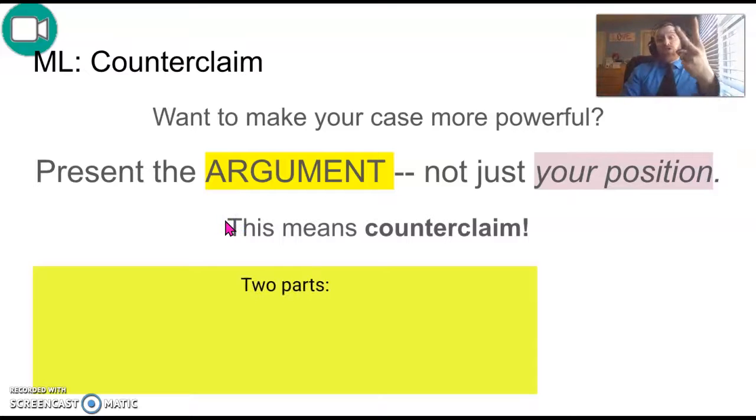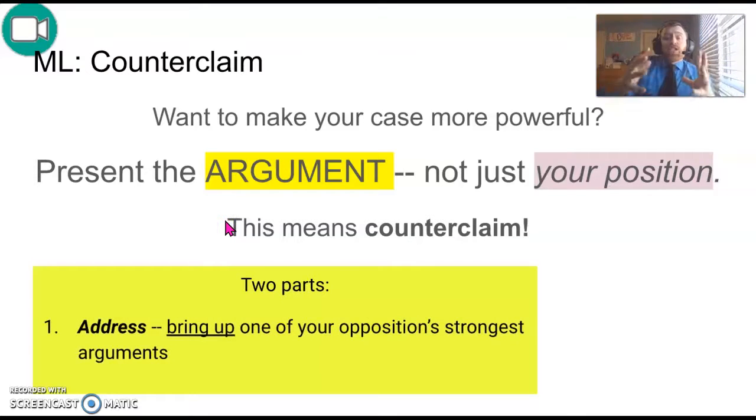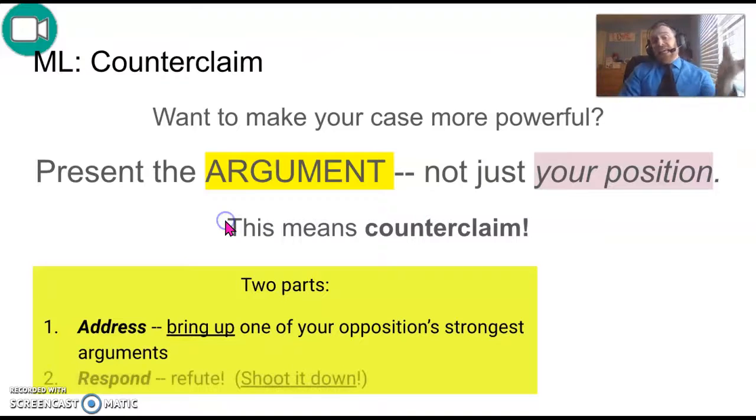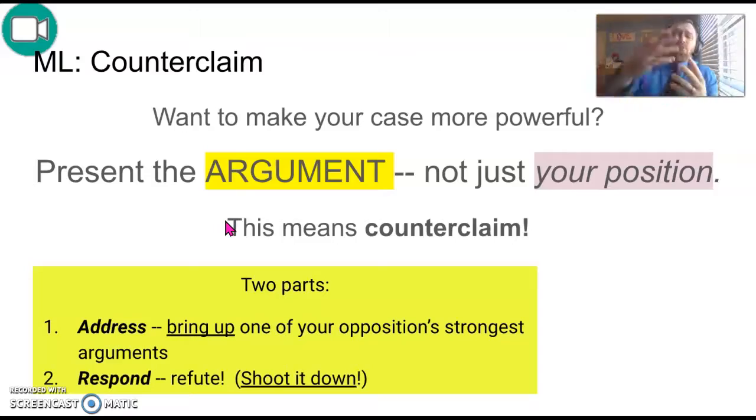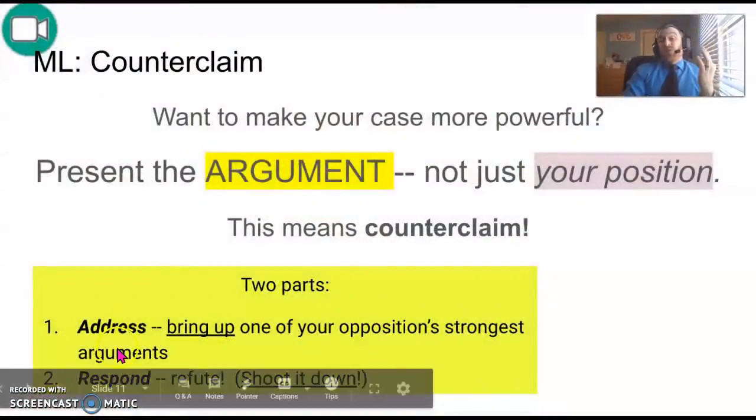So that means there are 2 parts to a counterclaim. The first part is you address it. You bring up the opposition's argument, their point, a good point from them. And then you respond to it. Then you refute it. Then you kind of shoot it down, like, yeah, but they're wrong because. So a counterclaim is really briefly explained by, here's what the other side thinks, but here's why they're wrong. It's a little bit more complex than that. Let's actually take a look at what goes into it.